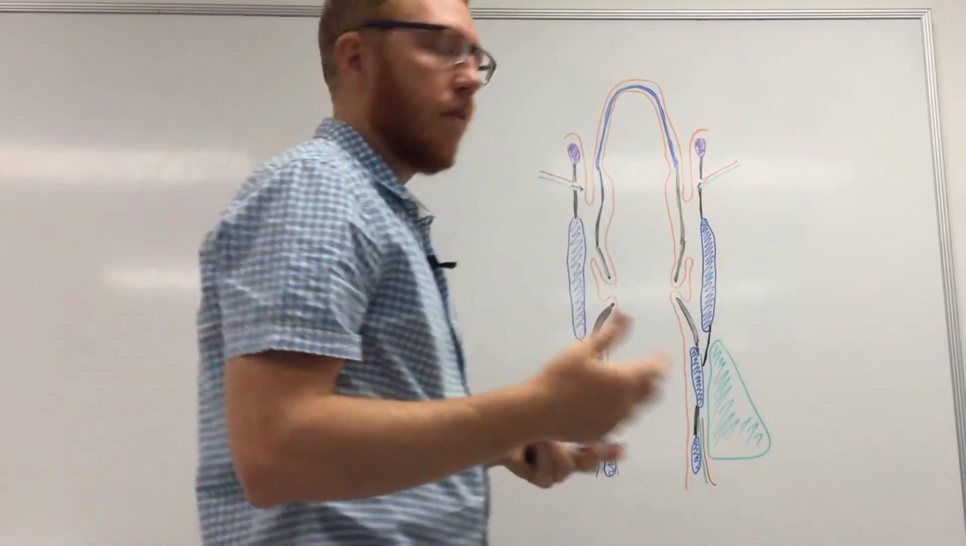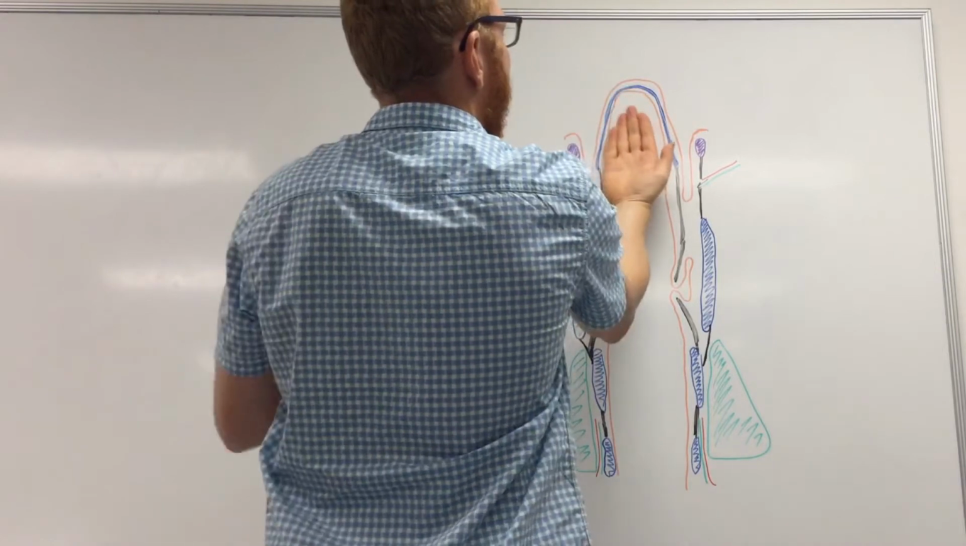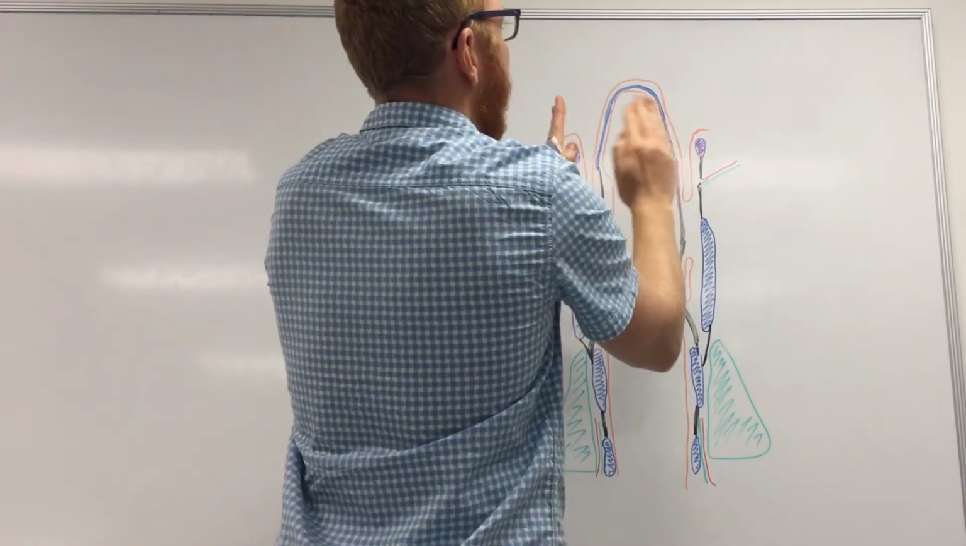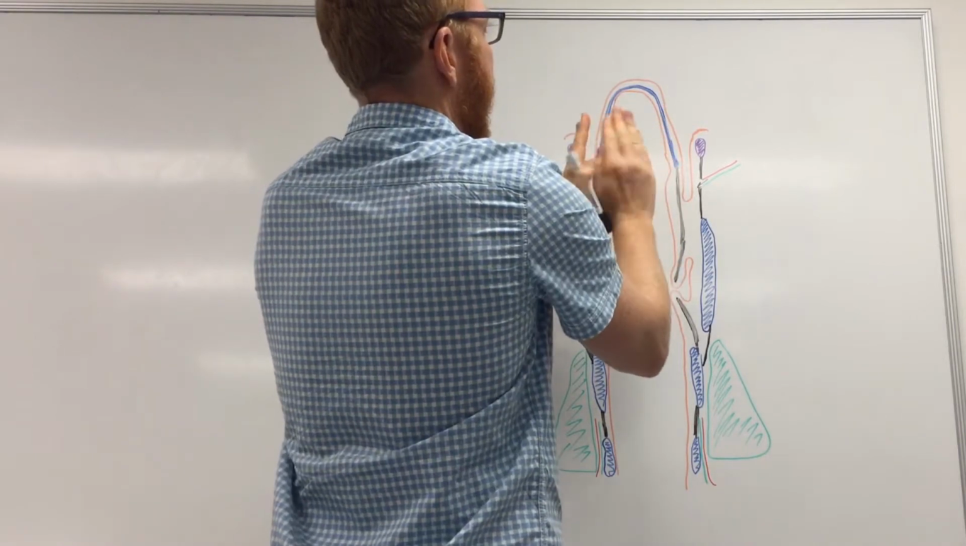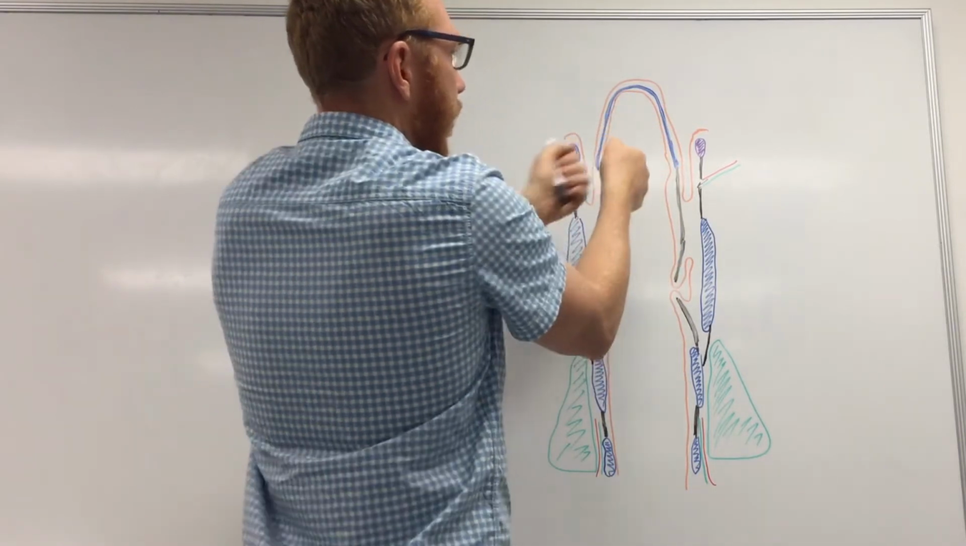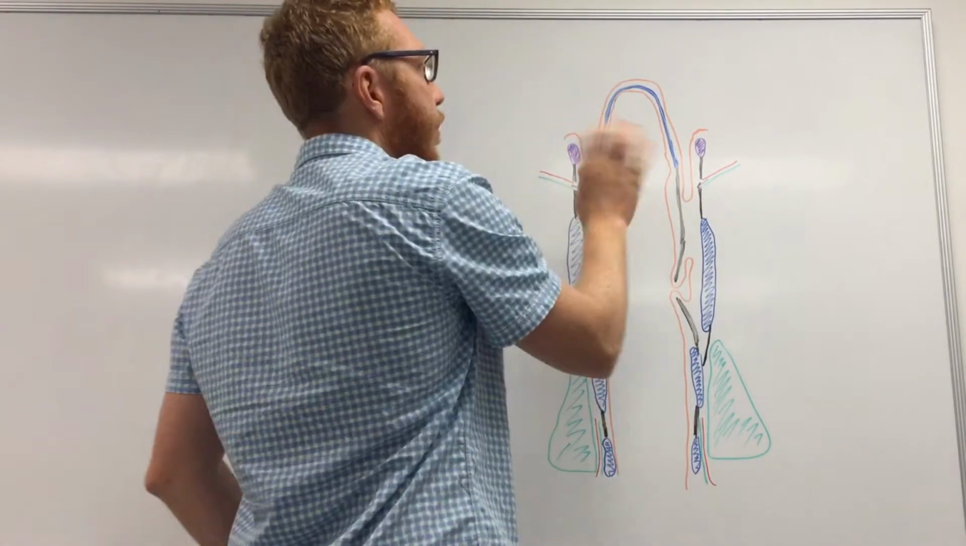So the boundaries of the laryngeal inlet: at the front is going to be the epiglottis. Around the lateral walls is going to be the aryepiglottic folds, and then coming around the base, sitting on either side, are the arytenoids. So those are the boundaries of it.